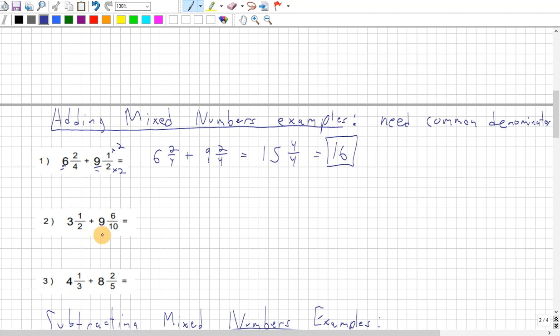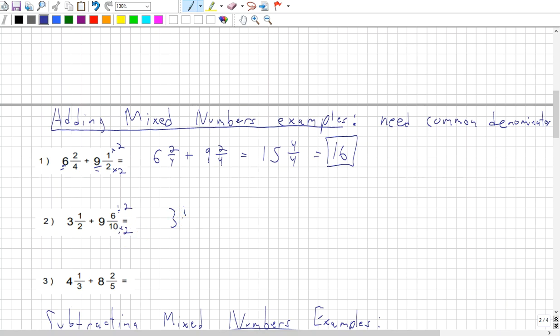Moving on, 3.5 plus 9 and 6 over 10. Again, I could reduce this 6 over 10 instead of multiplying both the top and the bottom of this fraction by 5. But for the sake of this lesson, for this one, let's actually just reduce this fraction because we can. So I can reduce this by dividing both by 2. Divide the top by 2 and divide the bottom by 2.